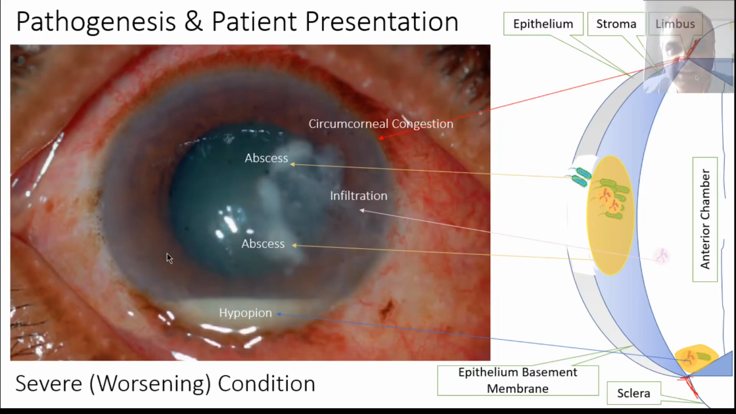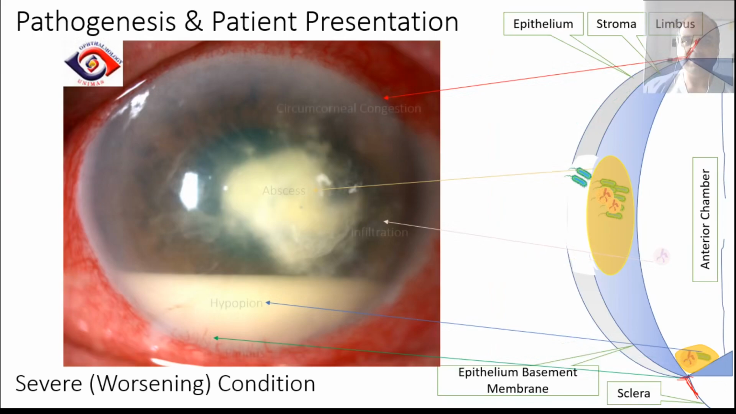And do you see any here? Well, this picture is here, so there must be some here. And they're right here. These little twiggy vessels. This is how a pannus initiates or begins. And this is going to grow towards this area, where your abscess and your infiltration and your organism and your body's defense cells are fighting each other. Let's look at another picture: abscess, infiltration, circumcorneal congestion, hypopyon, and a more prominent pannus.